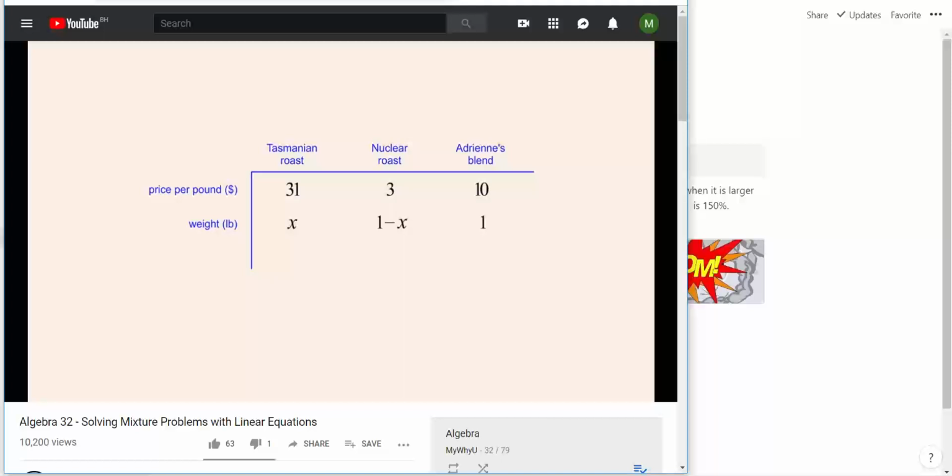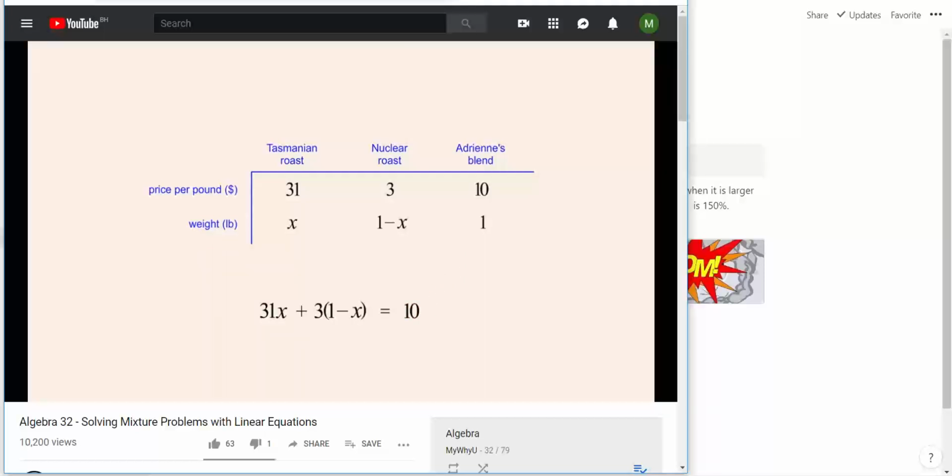In the third row, we will list the total cost of each coffee, given the price per pound and the weight. The cost of the Tasmanian roast is $31 per pound times X pounds, or 31X dollars. Likewise, the cost of the nuclear roast is $3 per pound times 1 minus X pounds. Since the combined cost of the 2 coffees in the blend must be $10, we can create an equation which says that the cost of the Tasmanian roast plus the cost of the nuclear roast equals $10.